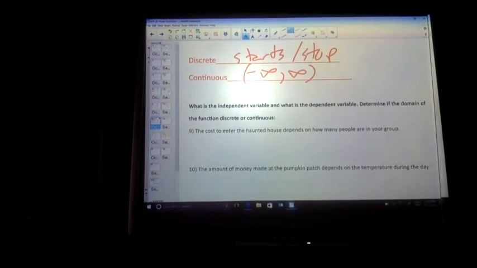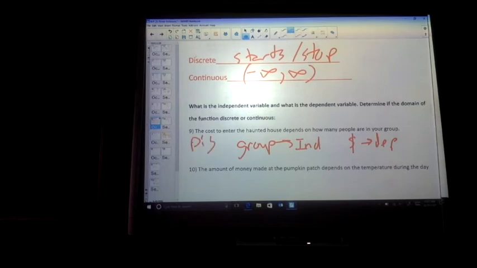The cost to enter a haunted house depends on how many people are in your group. So your group is your independent variable. The cost is your dependent variable. Okay? Can you have an infinite amount of people? No, it's impossible. So this has to be discrete. That'd be a big haunted house. So this is a discrete situation.